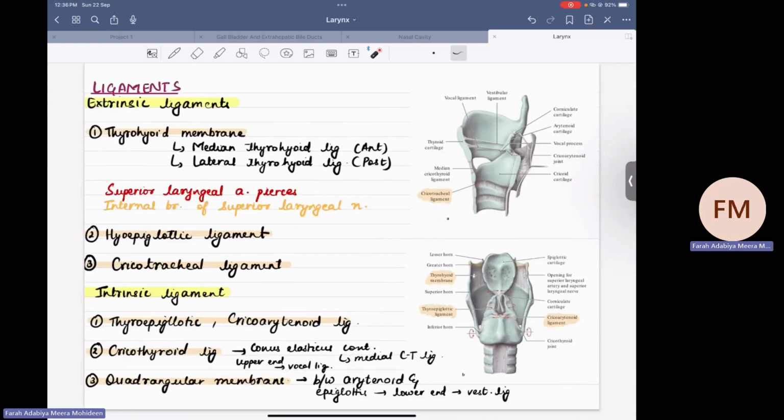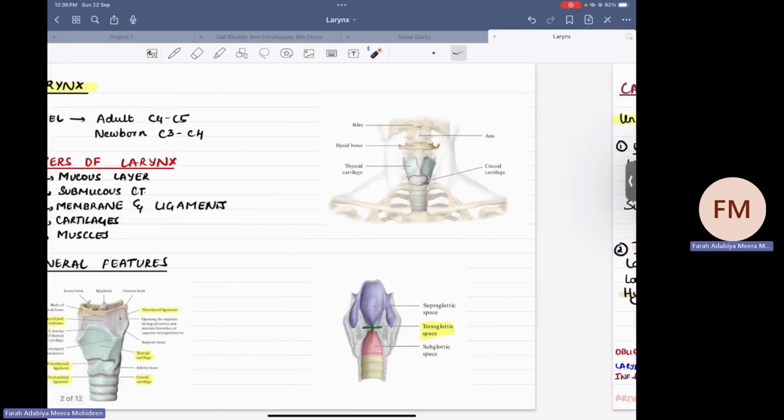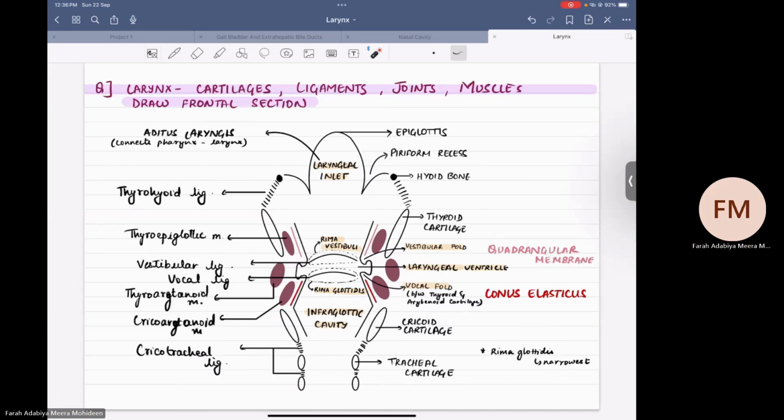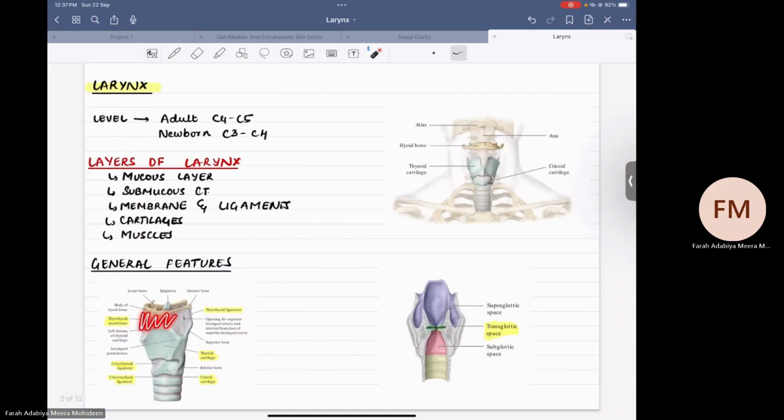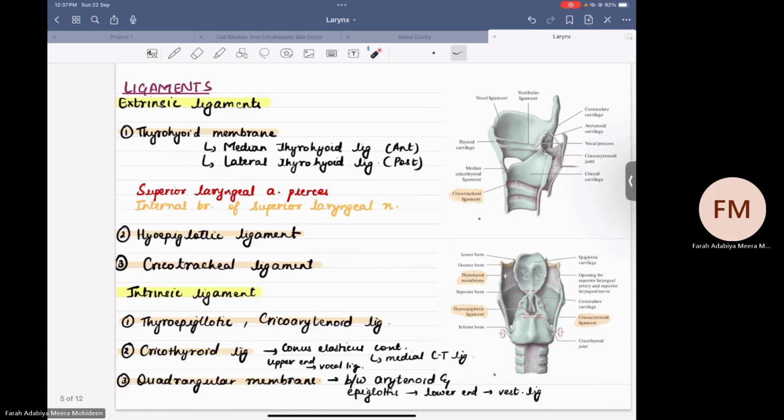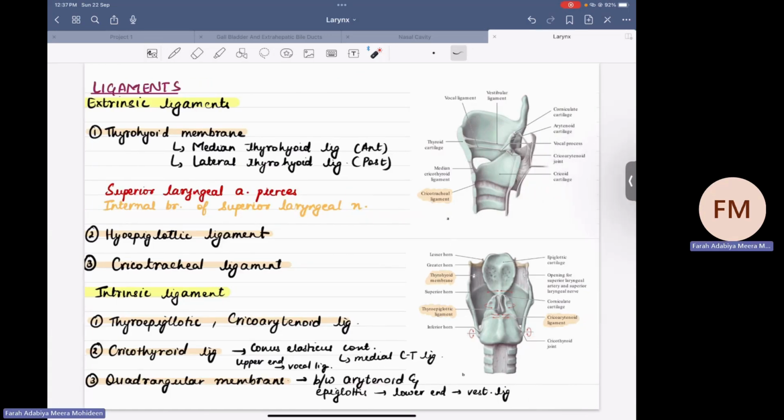Now we'll talk about ligaments. You have extrinsic ligaments which are present externally, and then you have your intrinsic ligaments. Your extrinsic ligaments include your thyrohyoid membrane that we saw in the very first picture. The thyrohyoid membrane basically has two ligaments that form it. Okay, you have your median thyrohyoid ligament and your lateral thyrohyoid ligament. Your median one is present anteriorly, while your lateral one is present posteriorly.